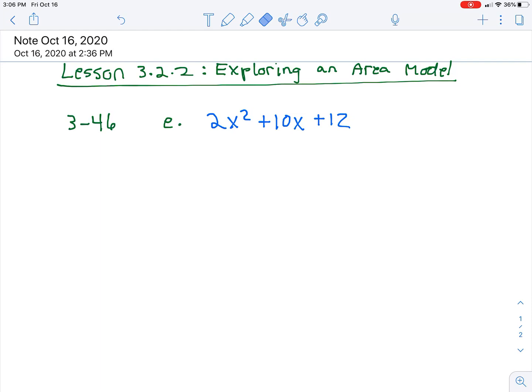From that, we will then use what we find in that rectangle, the base and the height, to create an area statement. All right, our first thing is to take this equation, which comes out of problem 3-46, letter E, and the equation we're given is 2x squared plus 10x plus 12. We need to take all of the algebra tiles that represent that equation and then create a rectangle out of it.